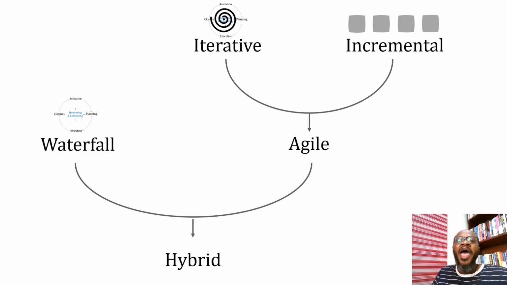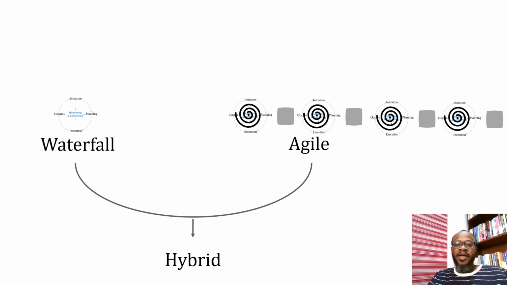Okay. So every moment the customer receives a subset of the deliverable, it keeps incrementing until the final moment when the last increment is produced. So that is the incremental life cycle. So now we are going to merge the iterative life cycle and the incremental life cycle, and then we will now have the agile methodology.